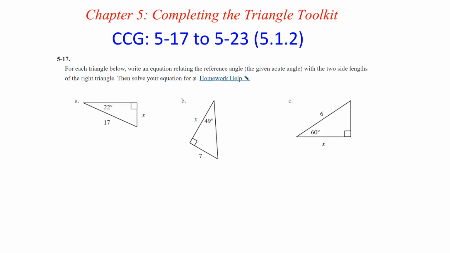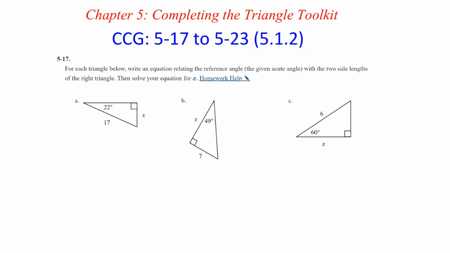Welcome to Chapter 5, Homework Questions 17 through 23. Question 17. For each triangle below, write an equation related to the reference angle with the two side lengths of the right triangle. Then solve your equation for x.